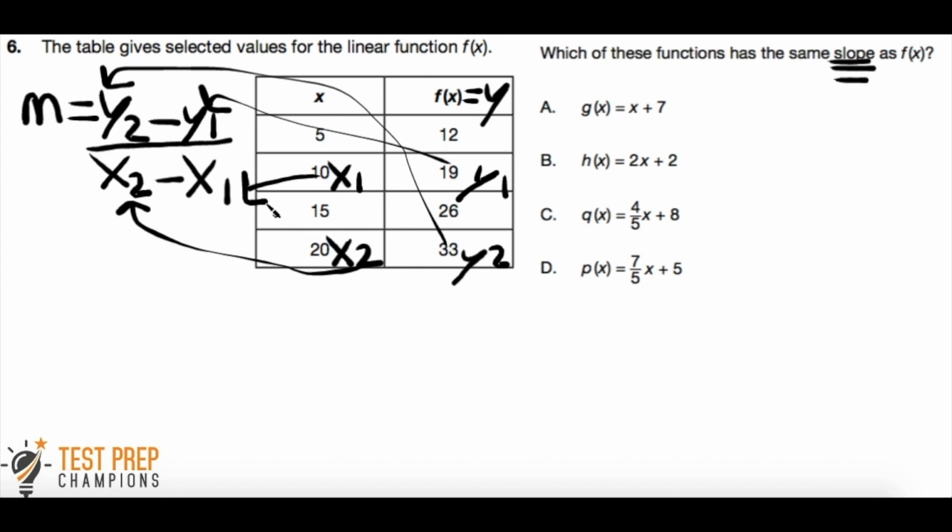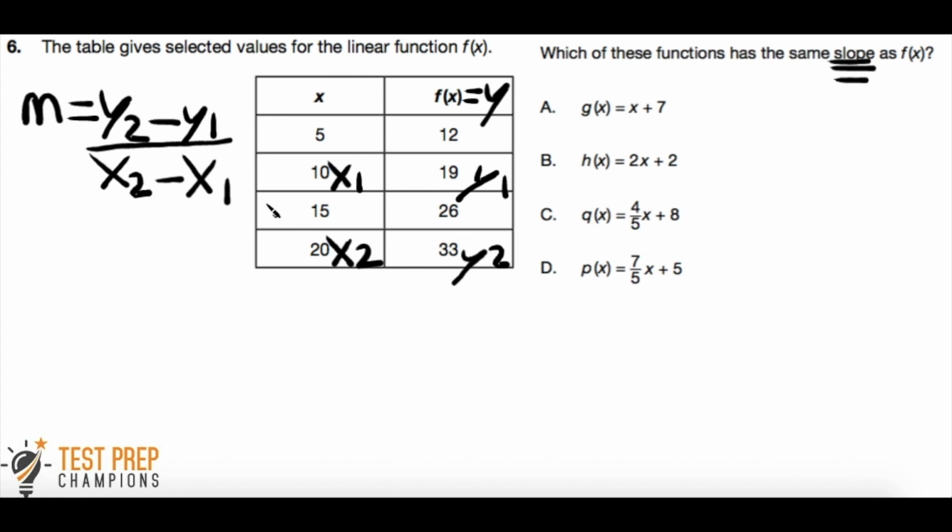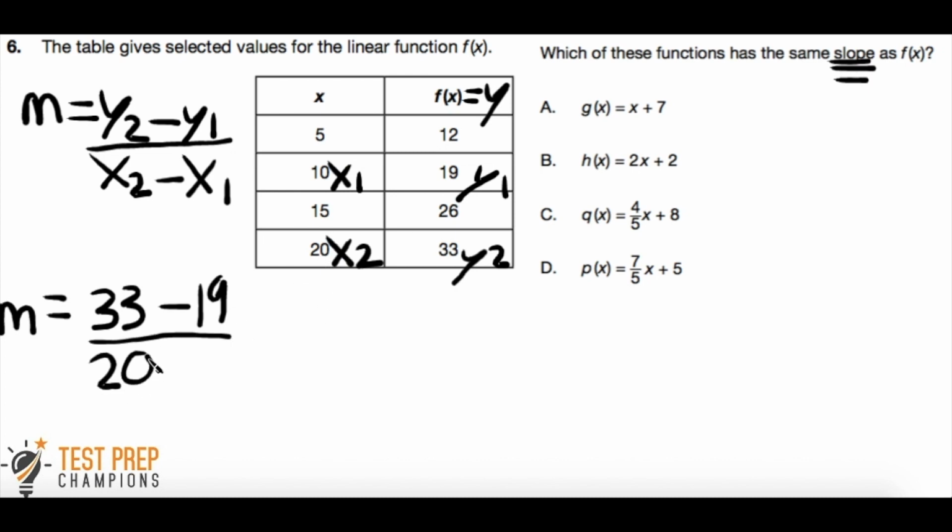Okay, so let's do this here. So let me clear these arrows out because it's going to make it a little bit more cramped here. But since we made 33 our y2, we're going to replace the y2 with 33. And then for y1 here, we're going to use 19. And then for x2, we're going to take our 20 here. And we subtract 10.